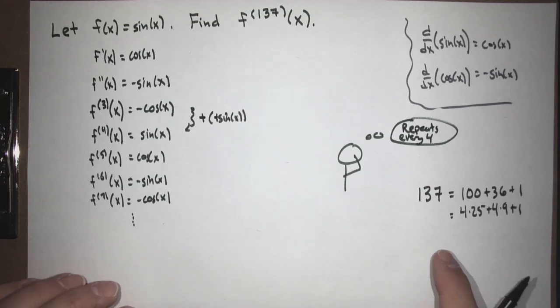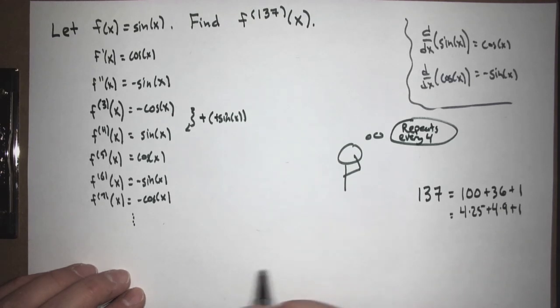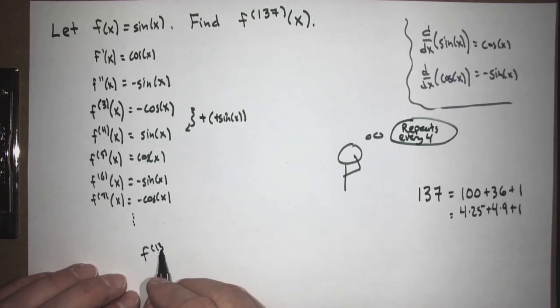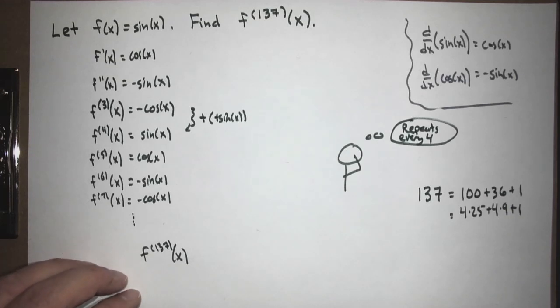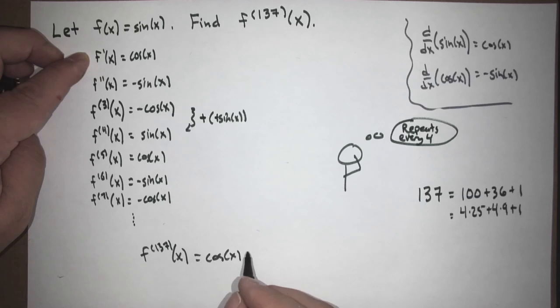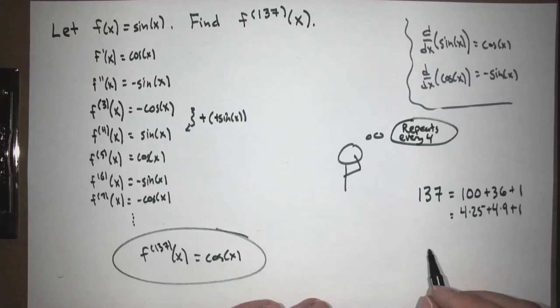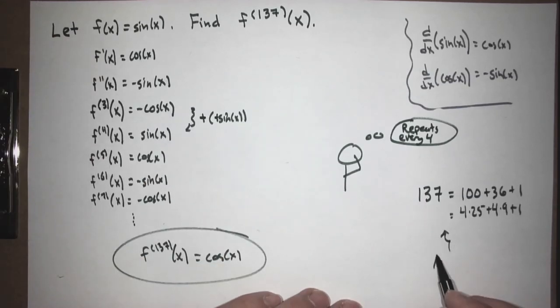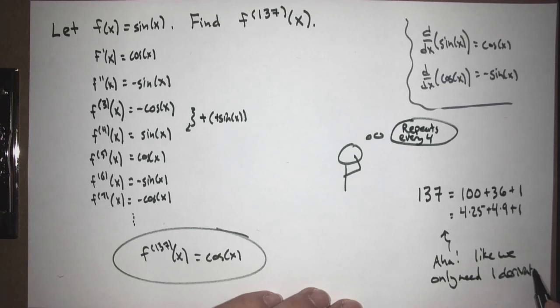So we say, okay, that tells us that doing 137 derivatives is going to be the same answer as if we just did a single derivative. So what's our answer? Our answer is cosine. So this tells us, aha, we only need one derivative. All right, so that's the idea. Okay, so patterns.